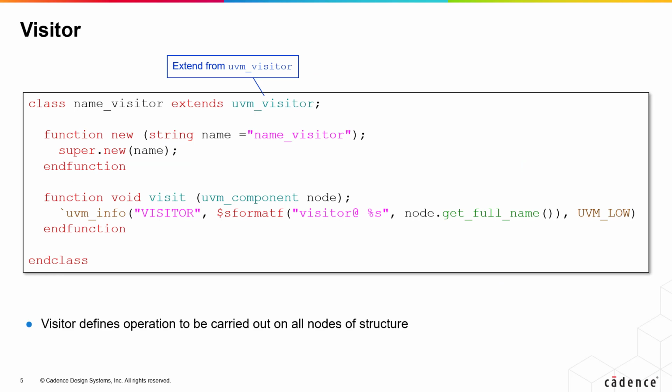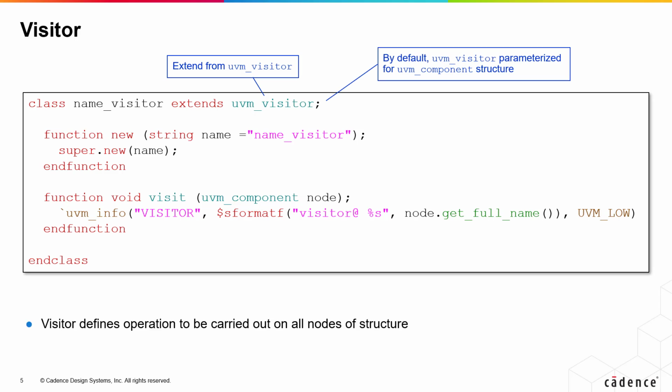So here is my visitor class called name_visitor. We extend from UVM_visitor, which is type parameterized for a UVM component structure by default. In the unlikely event the structure is of a different type, for example pure data, you would have to explicitly type parameterize the visitor.